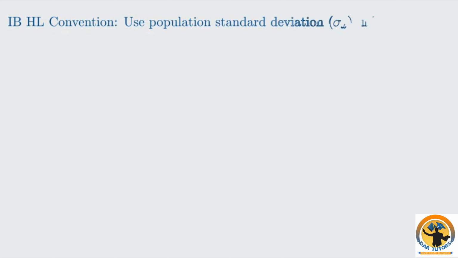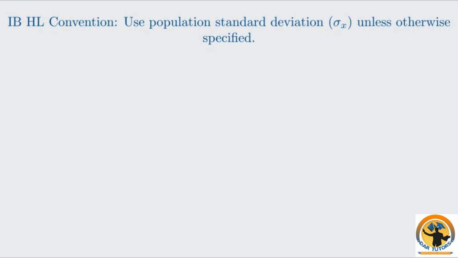We've covered a lot of ground today. Let's recap the key learning points. First, we learned how to calculate variance and standard deviation for both populations and samples. We saw the crucial difference in the denominator, n for a population and n-1 for a sample to ensure an unbiased estimate. We also learned the specific convention for IB analysis and approaches HL, where you use the population standard deviation, sigma x, unless the question clearly asks for a sample standard deviation.